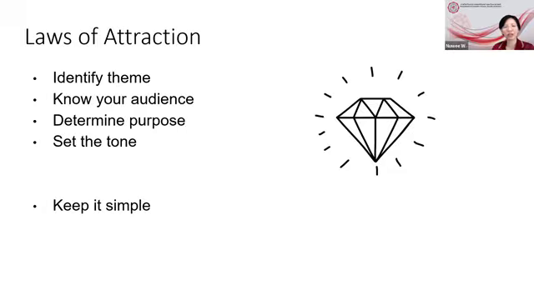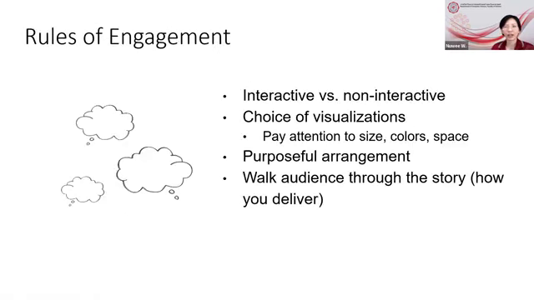So once you know that, the golden rule is keep it simple. The diamond is just to show you that it represents clarity. Everything needs to be clear, not clutter the eye. The second rule is engagement. Once you have the attention of the audience, how do you keep it? First, you need to decide whether your story will be interactive or non-interactive, right? If it is interactive, that means your dashboard needs to have filters and tooltips. If it's not, it should be a static presentation.